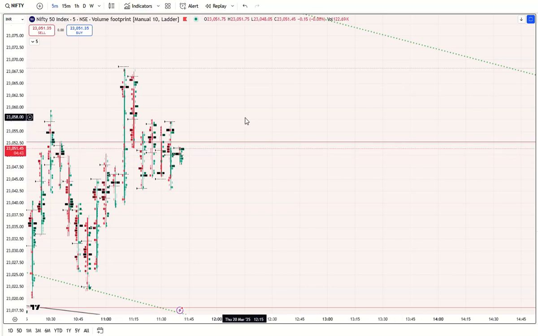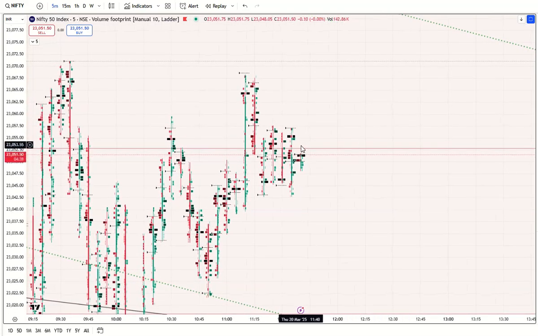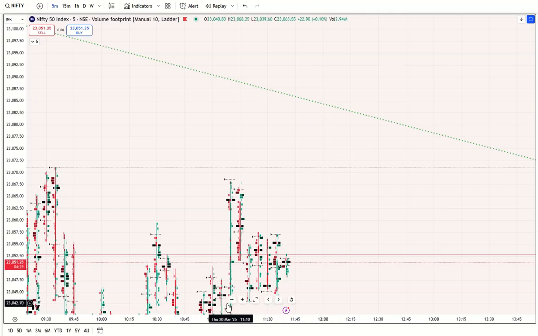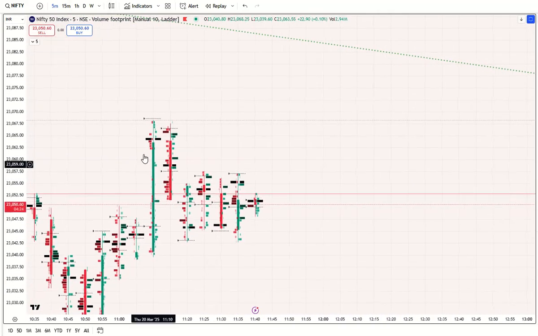Today is Thursday, 20th March, so be careful. There is a line here. Once this level is taken out, there is a good upside possible. Now let me zoom in a little. I'm in a 5 minute time frame, as you can see.